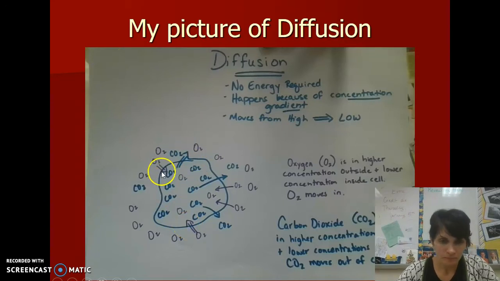Here is the cell, okay? And I'm just showing different molecules. So I have a lot of oxygen outside of the cell. That's in purple, and carbon dioxide is in blue. And there is more carbon dioxide in the cell, less oxygen. So oxygen has more on the outside, higher concentration, and oxygen will move into the cell across the cell membrane. Carbon dioxide, on the other hand, has a lot more inside and will move out to where it's a lower concentration.